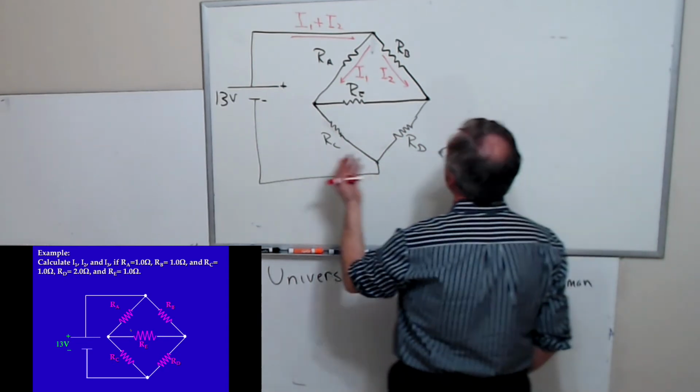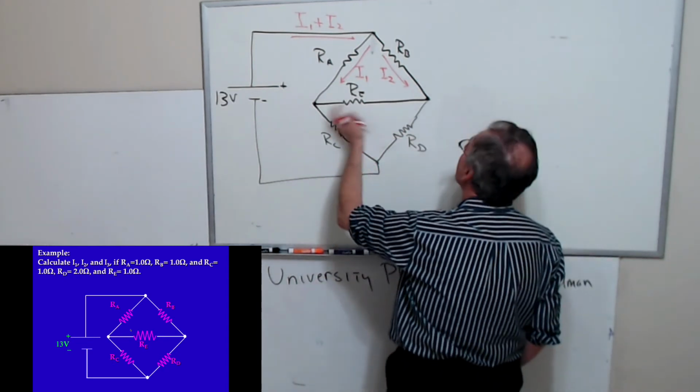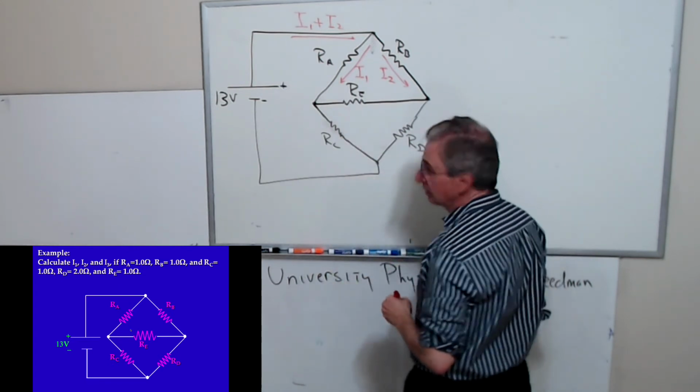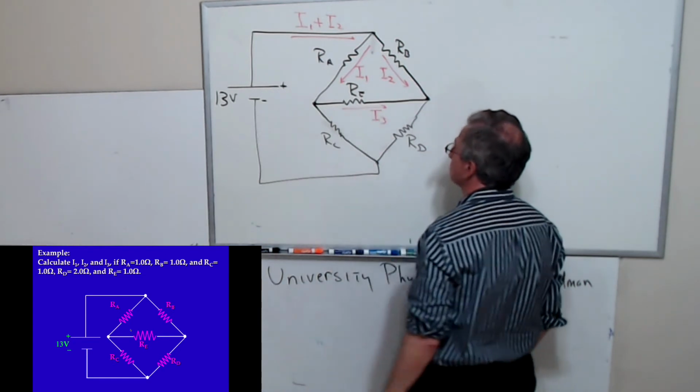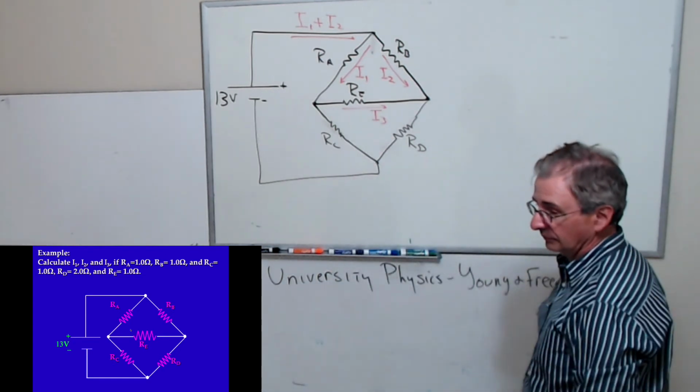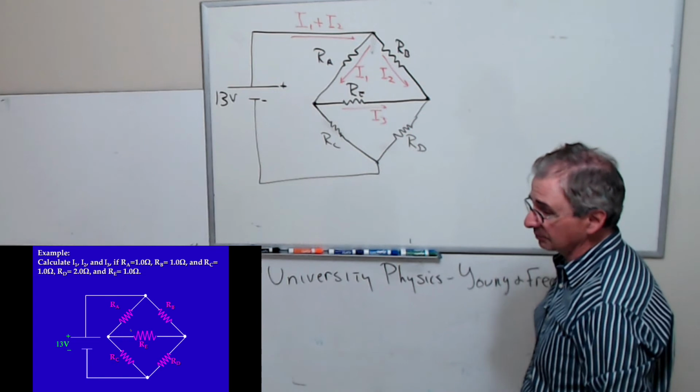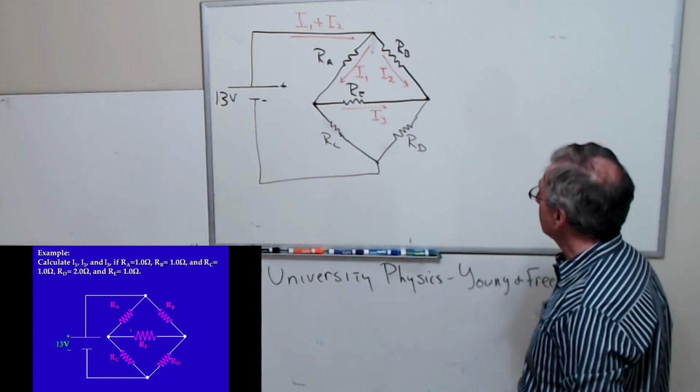I don't know if this is balanced or not, and I have no idea which way the current's going to go through here, but let's pretend it goes this way. If I'm wrong, I'm wrong. The math will tell me I'm wrong, okay? So let's say I write that down.